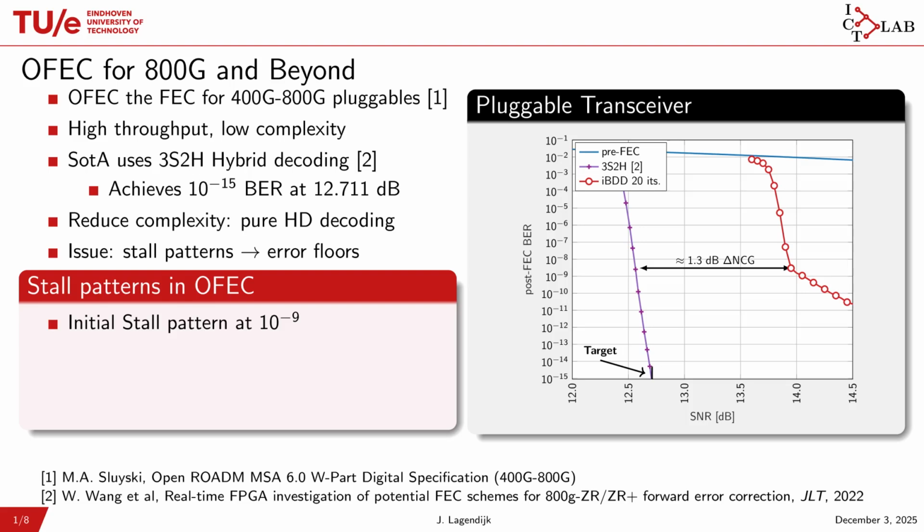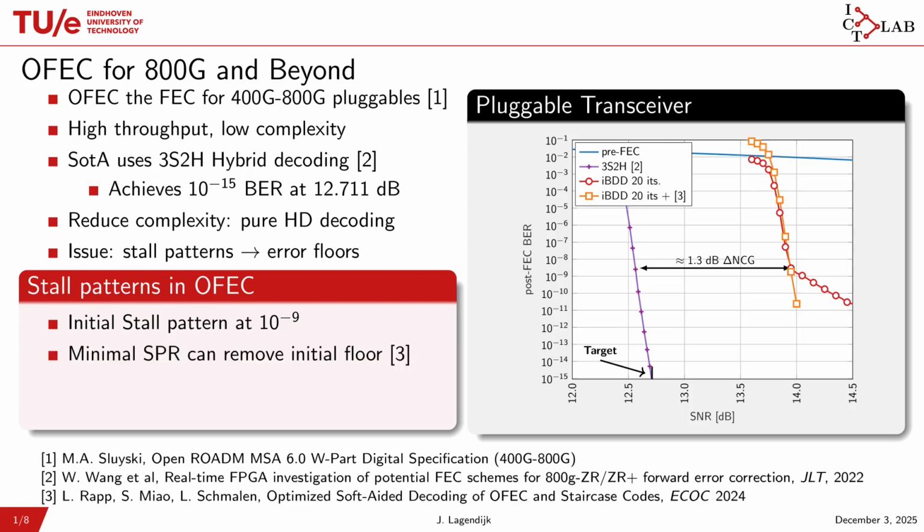So there's this initial stall pattern at a bit error rate of 10 to the minus 9, which is still 6 orders of magnitude from your target. In reference 3, they proposed a very small, minimal stall pattern removal algorithm that's quite simple. And this shows that it removes this initial error floor.